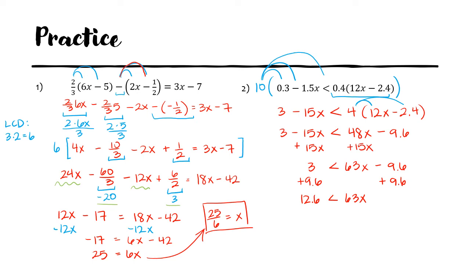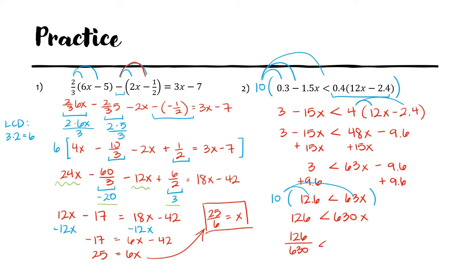Okay, and at this point, if we don't really want to deal with a calculator, maybe you're seeing, oh, I don't really want to divide 12.6 by 63, then it may be wise to go ahead and multiply this entire thing by 10. However, if you have a calculator handy, then great, you can do either way. Maybe we'll go ahead and multiply by 10. If we do that, we're going to get 126 is less than 630x.